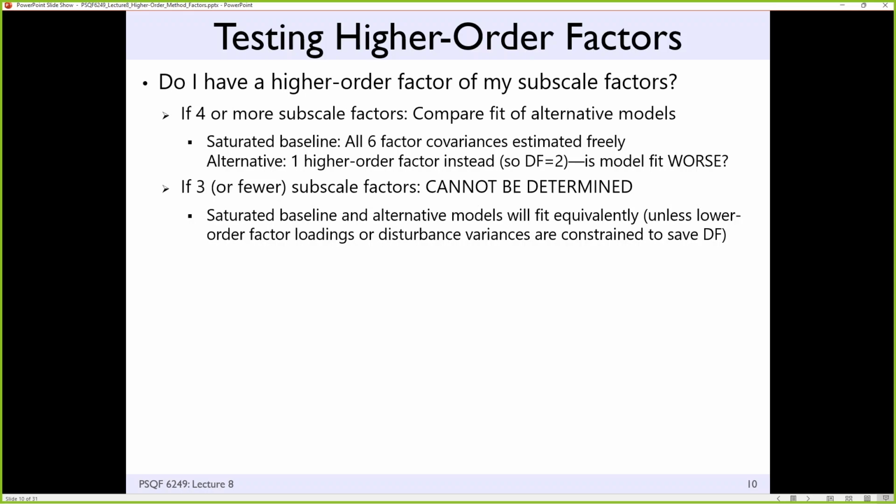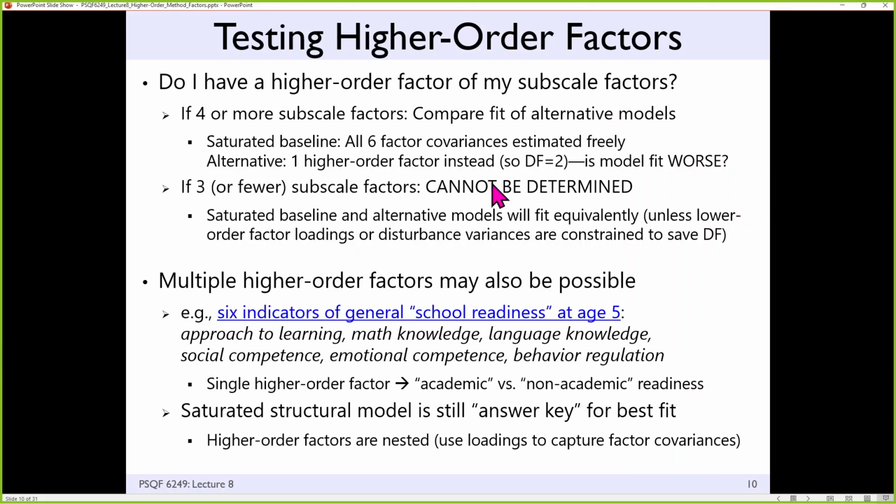So it is exactly the same concept as what we did at the item level, just at a higher factor level instead. If you have 3 or fewer, then it cannot be determined. It is also possible to have multiple higher order factors, as I said on the previous slide. And here is a former student's dissertation. Hi, Kelly. Giving you a shout out here. She thought that she had a higher order factor of something called school readiness at age 5 that she wanted to examine predictors of and outcomes of in a ginormous structural equation model.